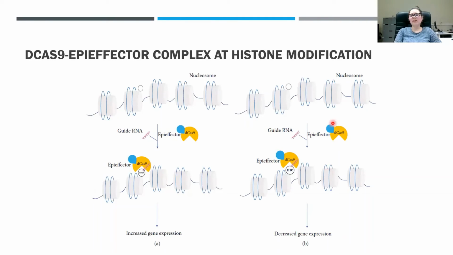Not only DNA epigenome editing can be performed with the CRISPR-Cas system, but also histone modification. Again, we have that epi effector and Cas9 system that binds to histones and results in increased gene expression. And similarly, we can get decreased gene expression by modifying histones.